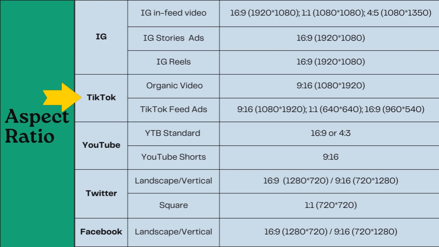On TikTok, both organic videos and TikTok feed ads should be in 9:16. And TikTok feed ads can also be in 1:1 or 16:9 aspect ratios. YouTube standard videos can be either 16:9 or 4:3, while YouTube Shorts should be in a 9:16 aspect ratio. Twitter and Facebook also share different aspect ratios and resolutions for the videos uploaded.